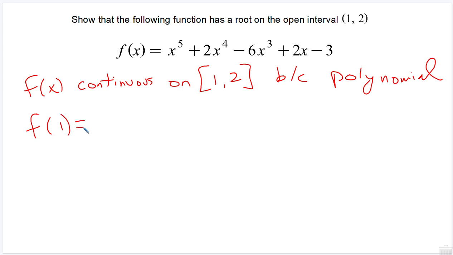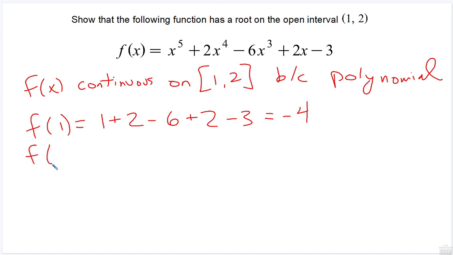So let's see what f of 1 is. Well, f of 1 is just 1 to the 5th, which is 1, plus 2 times 1 to the 4th, that'd just be 2, minus 6 times 1 cubed, that'd just be 6, plus 2 times 1, that's just 2, and minus 3. So if I go through all that, 1 plus 2 is 3, minus 6 is negative 3, and then negative 3 plus 2 is negative 1, minus another 3 is negative 4.